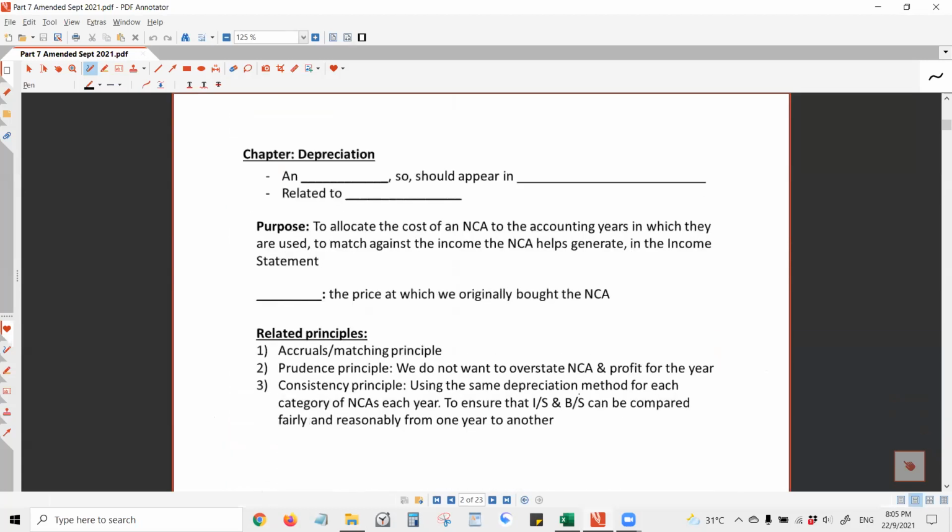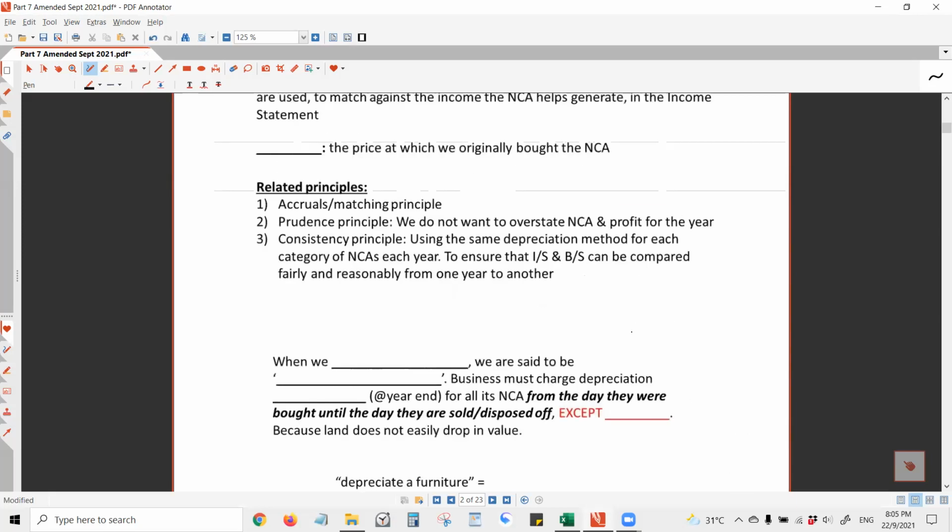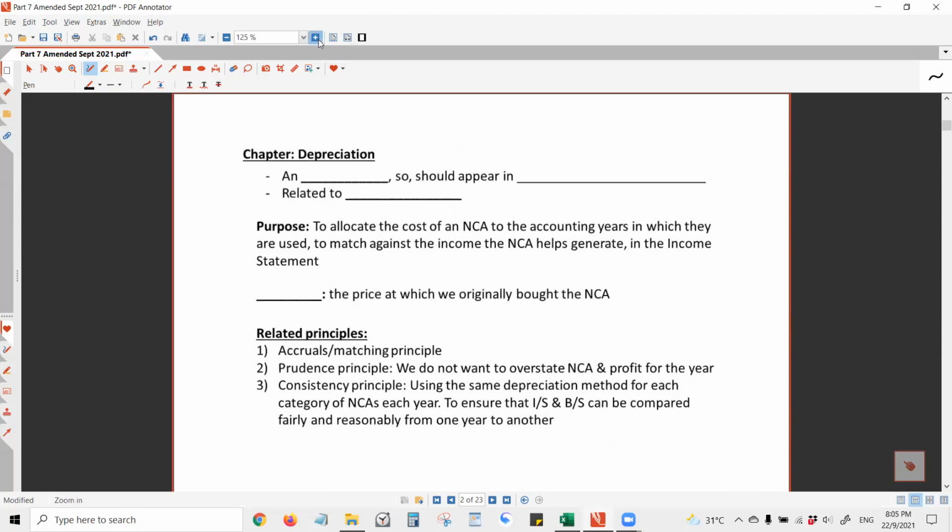Depreciation. Now some of you should have learned this topic at school, and for some of you it's a new topic. So I'm going to guide you through from scratch. Come to page 107. Let's understand what is depreciation.